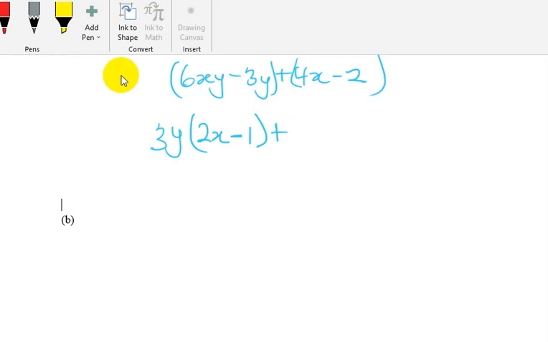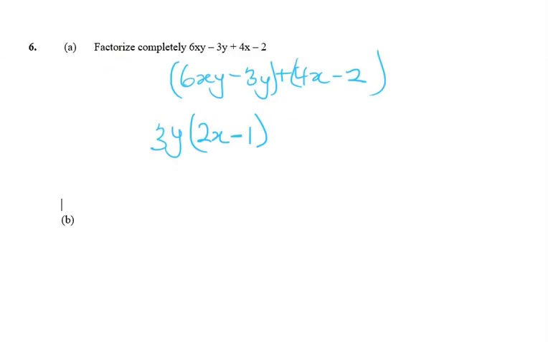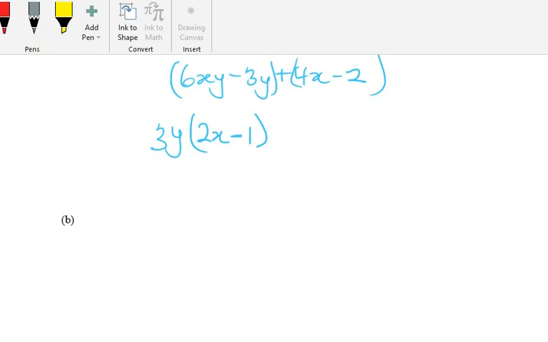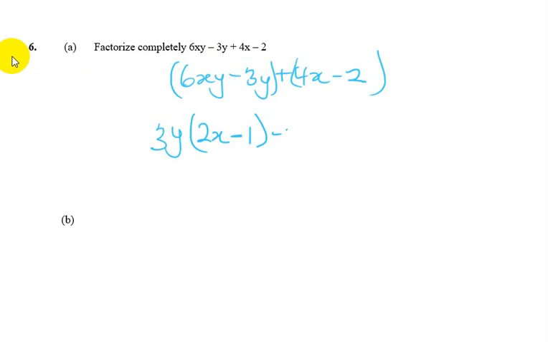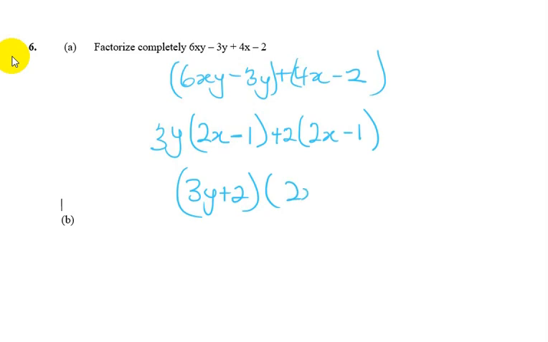Now with this one too, we are bringing something out. Is any letter familiar in the two terms? No. So we can't bring any letter out, but we can bring the 2 out. So we'll bring plus 2 out. Then what will be left inside? Left is 2x minus 1 inside. So we will have 3y plus 2 in one bracket, and also 2x minus 1 in another bracket. So that is all. So now let's go to the B part.